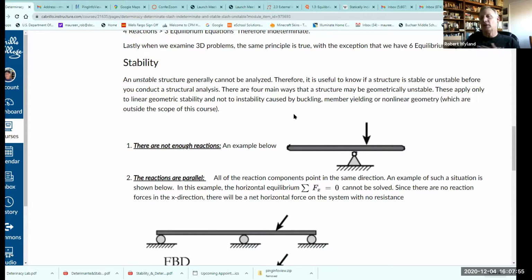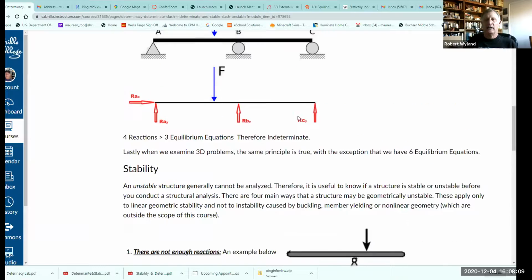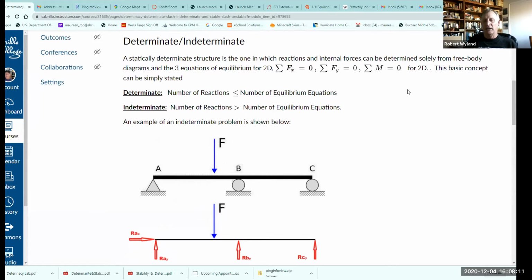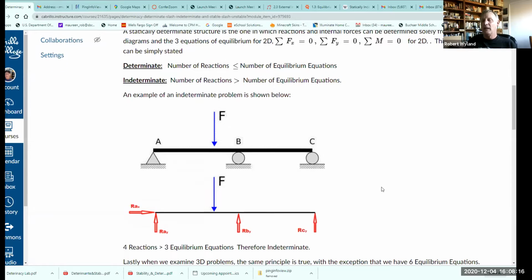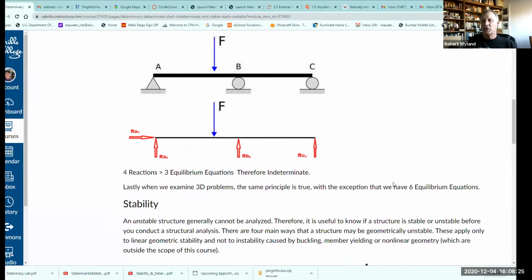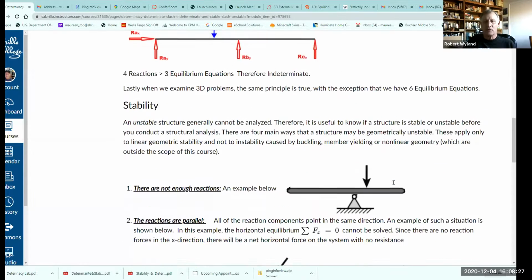So the next thing is whether it's stable or unstable, so the stability. And there are basically 4 ways that a problem can be unstable, even if it's determinate. So you might satisfy the determinacy condition, i.e. the number of reactions is less than or equal to the number of equilibrium equations, but it might be unstable and therefore unsolvable as well. So some of this stuff, when you look at it, it'll be like, yeah, of course that's unstable. In other situations, it might not be so obvious.